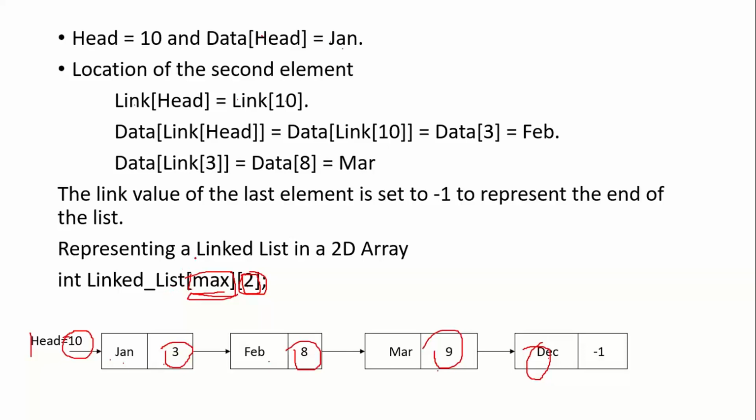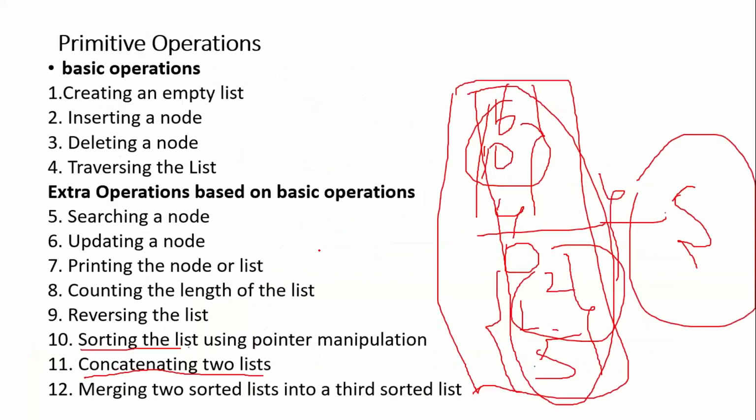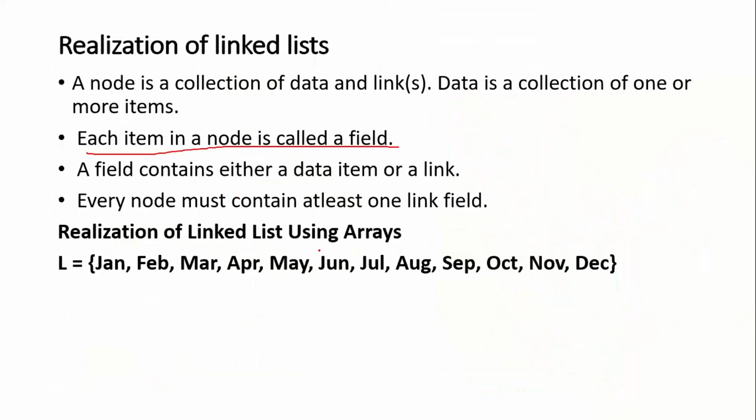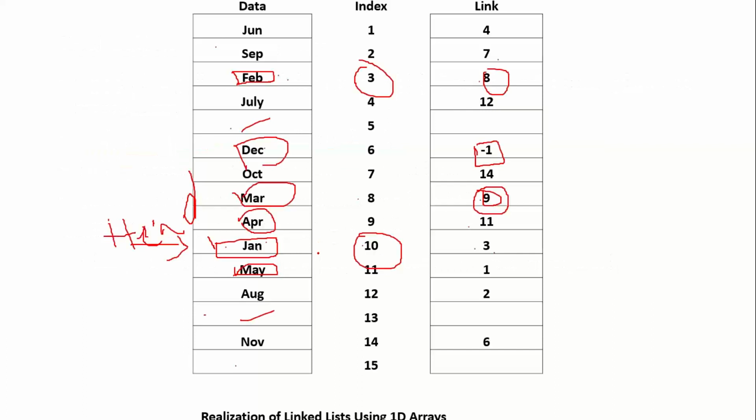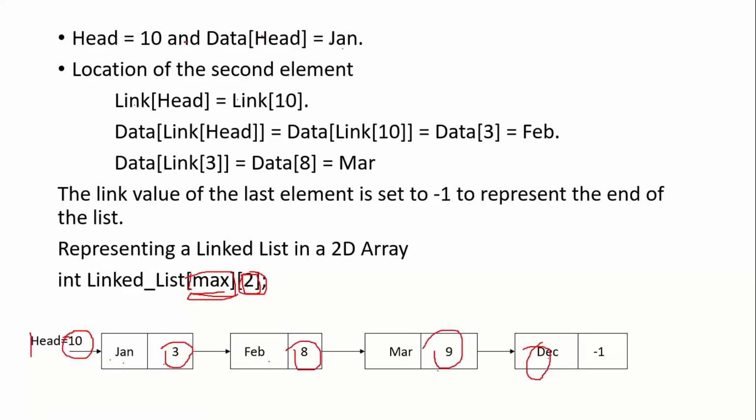So this is all about linked list terminology, primitives, the operations that you can perform, how you represent linked lists using arrays, how you read the data, how you go from one link to the other link to read the data present in that node, and finally the end of the list. If you have any doubts, please ping me.